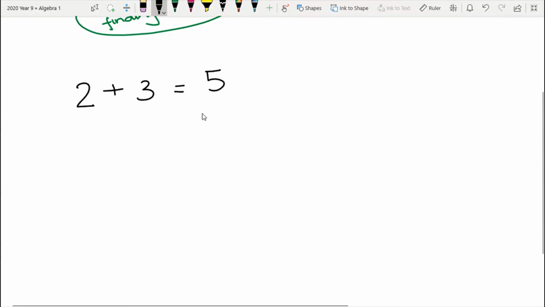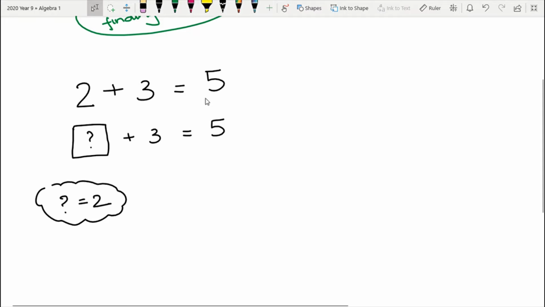Let me put it this way. Let's say the 2 is missing. So we have a box with a question mark in it, plus 3 equals 5. Now the question is, what plus 3 equals 5? The natural way to think is to think forward. Since I know 2 plus 3 is 5, the question mark has to be 2. So this is what you'll be thinking in your head.